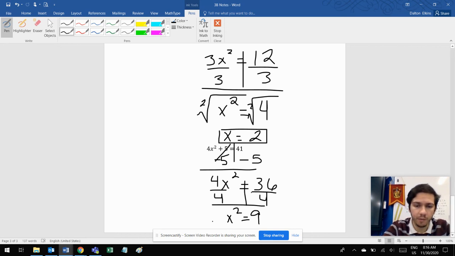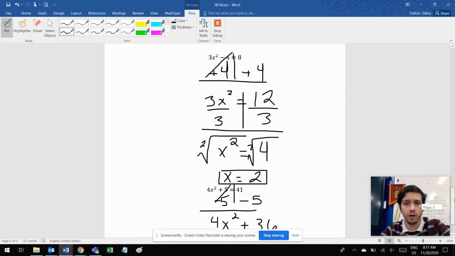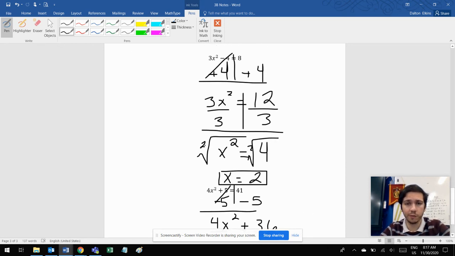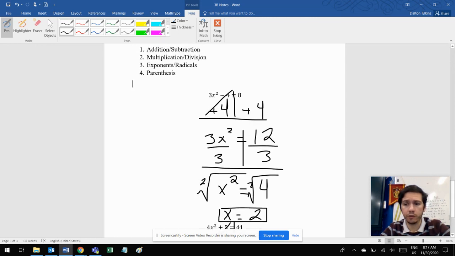Okay, and then last step here, we need to square root, right? Radicals are the way we undo exponents, and I get x is equal to 3. That's how we solve equations that have exponents in them. It just takes an extra step, right? You need to understand that the opposite of an exponent is a radical, but doing so is just as easy as understanding addition and subtraction are opposites and multiplication and division are opposites. Everything in math has to have an opposite.